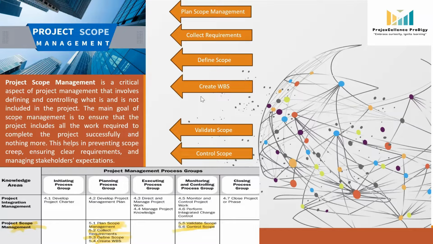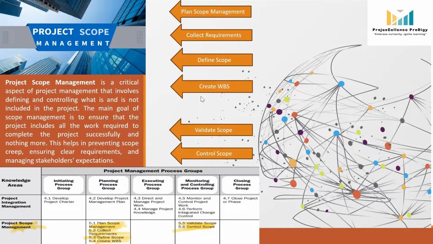Define scope. It is the process of developing a detailed description of the project and product. Create WBS, work breakdown structure. We subdivide the project deliverables and project work into smaller, more manageable components.